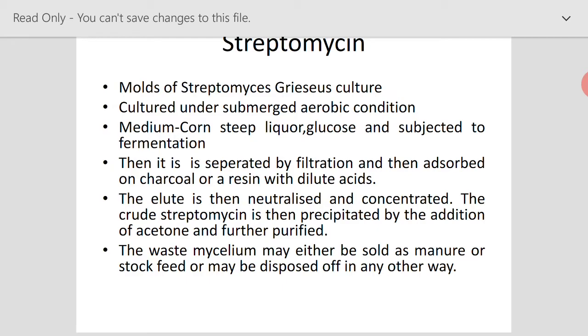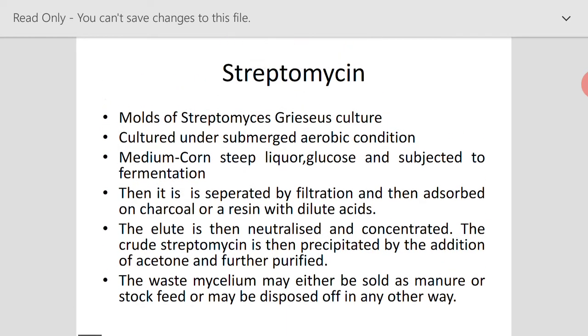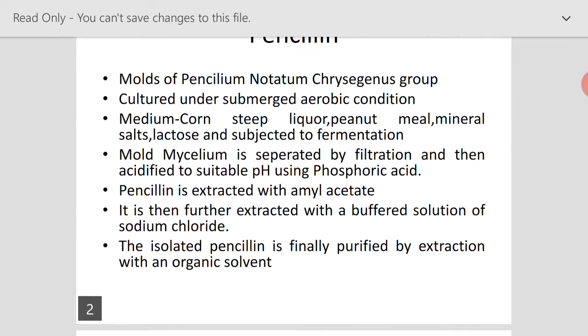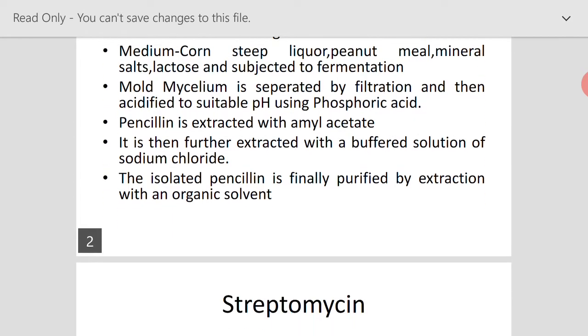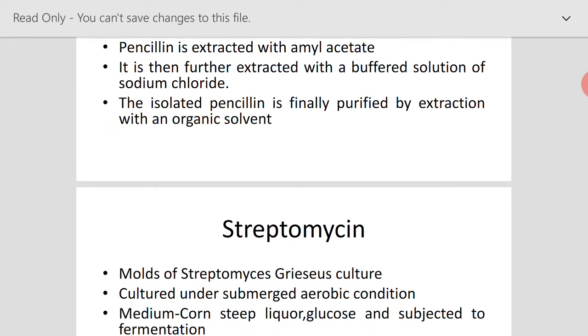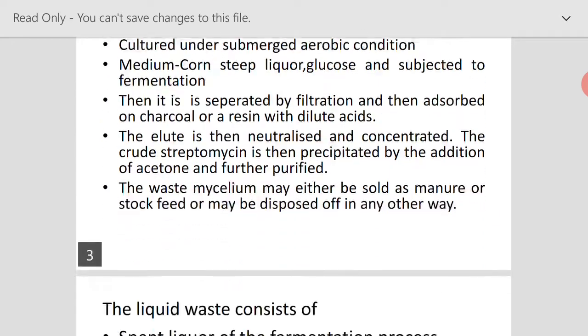The waste mycelium obtained from this can be sold as manure or as stock feed, or it can be disposed of in any other way. So this is the manufacturing process of penicillin and streptomycin. As you can see, these medicines are normally manufactured through the fermentation process in the presence of a certain medium.